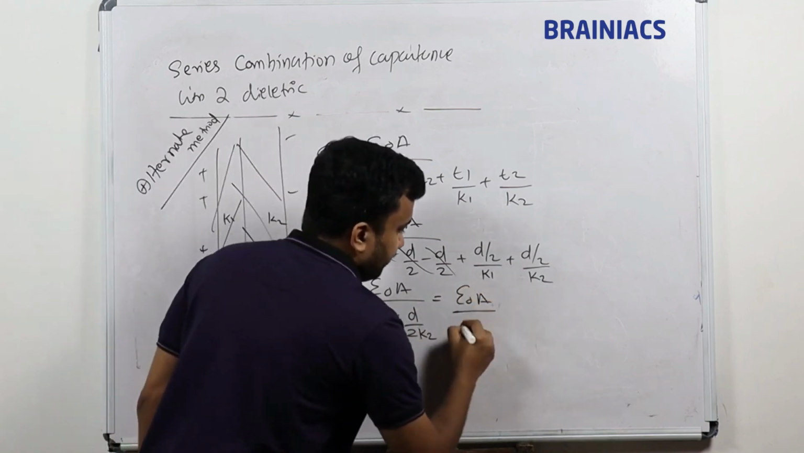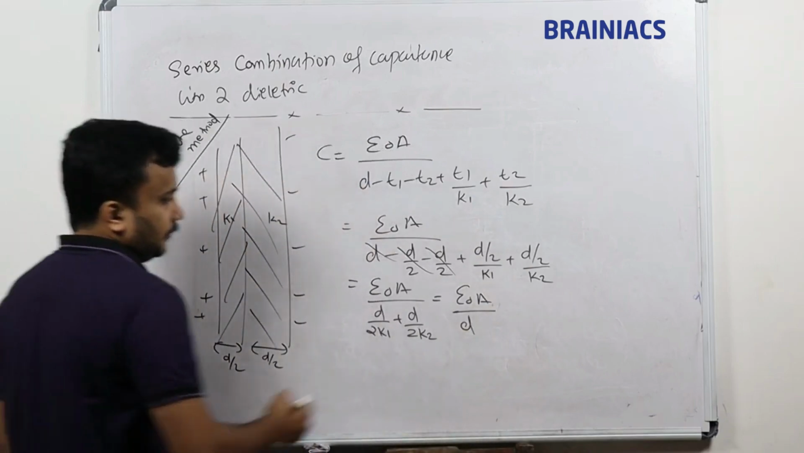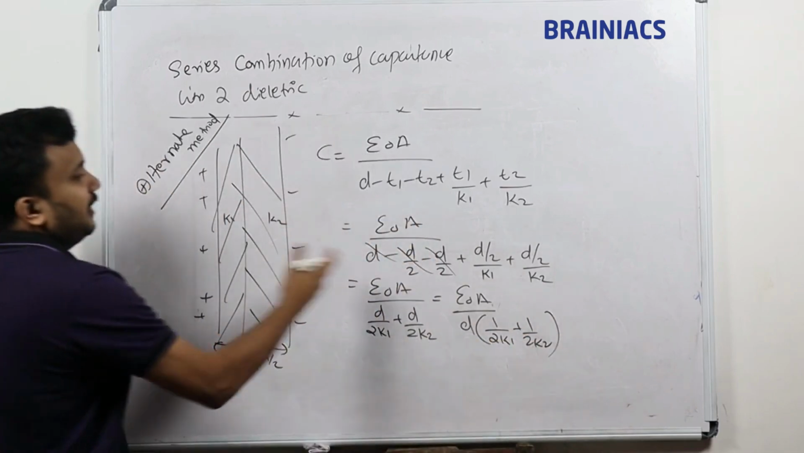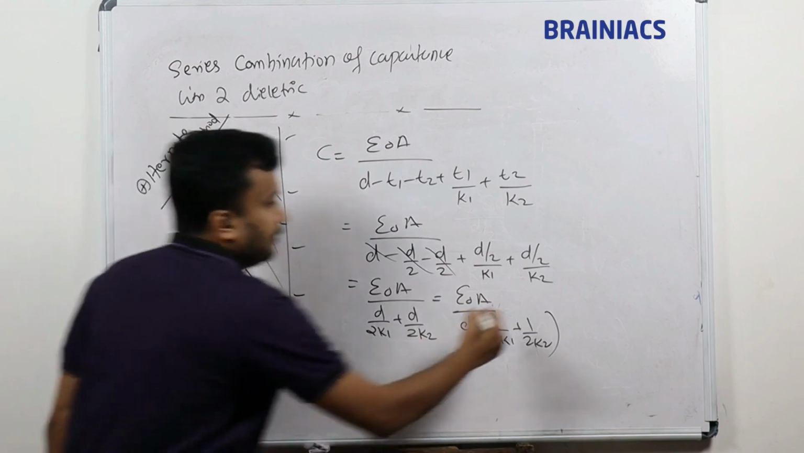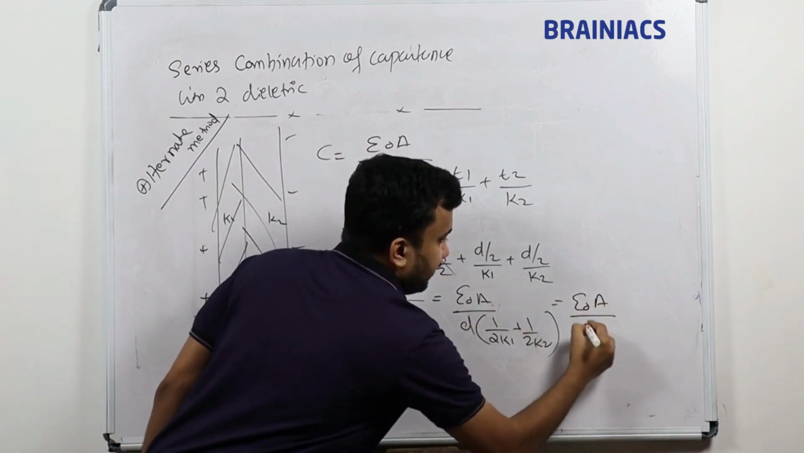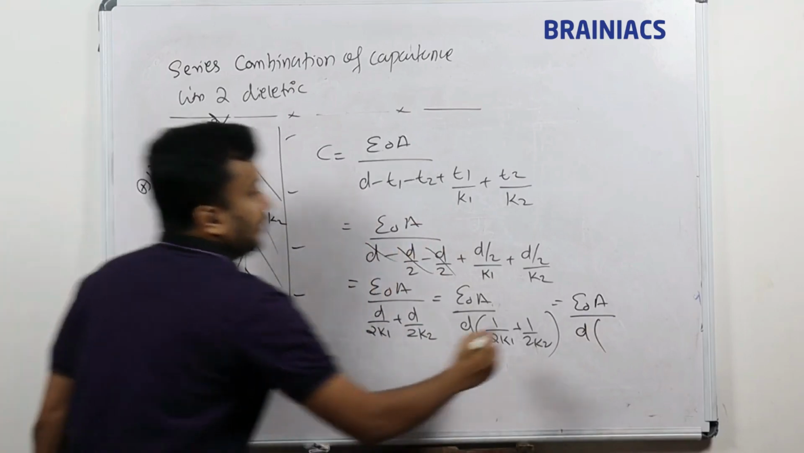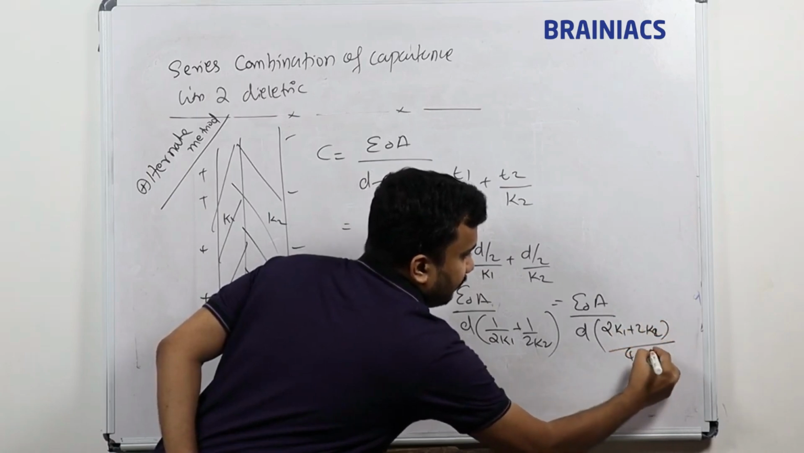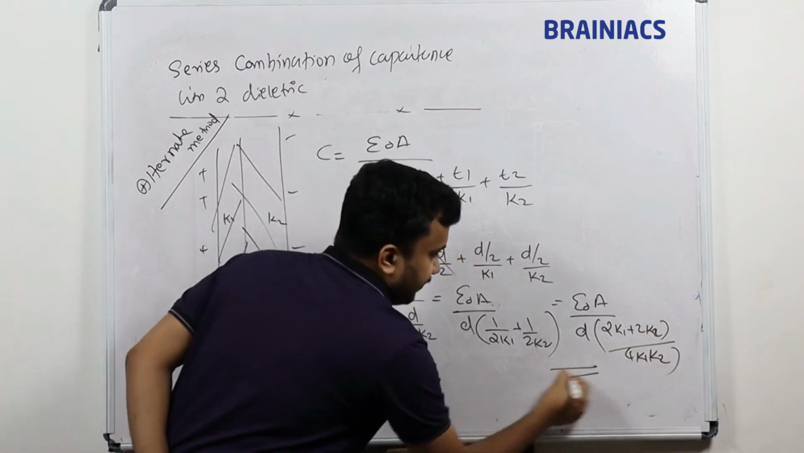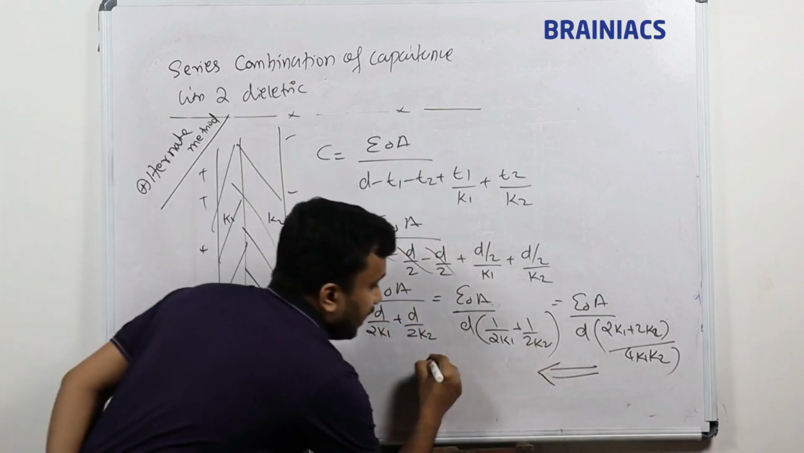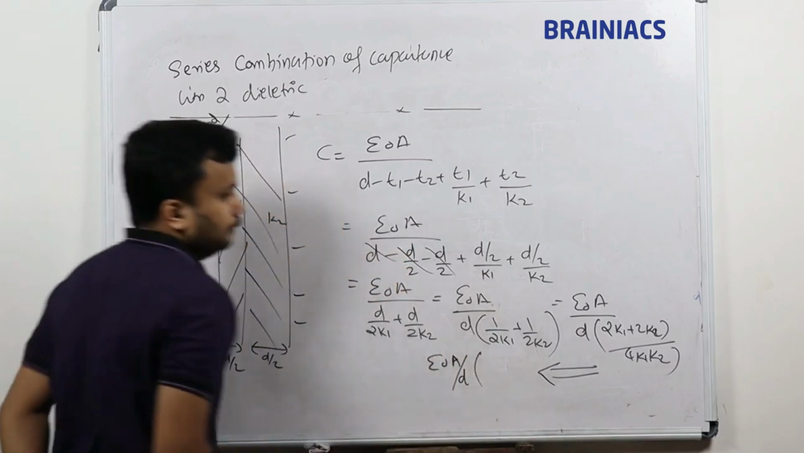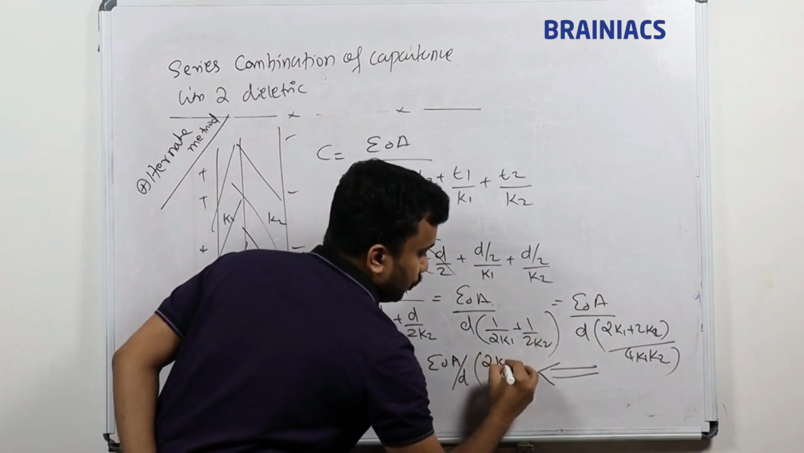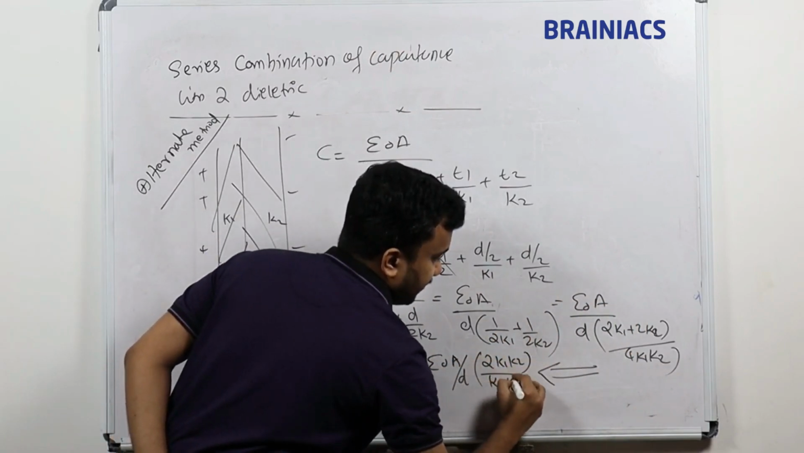So epsilon A divided by D into, what will come? 1 by 2K1 plus 1 by 2K2. You can take the LCM and simplify this one. So epsilon A divided by D into (2K1 plus 2K2) whole divided by 4K1K2. Once you simplify, what you will get? Epsilon A divided by D into 4K1K2 going to the numerator. So the 4 and the 2 will get cancelled: 2K1K2 divided by K1 plus K2.